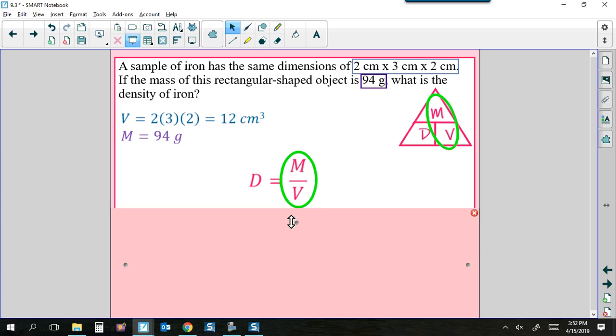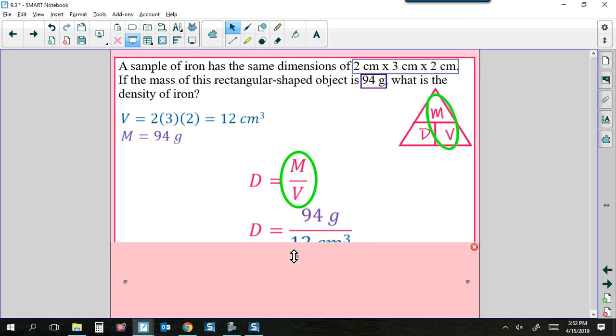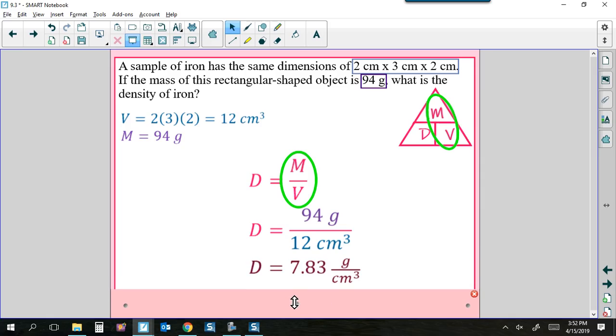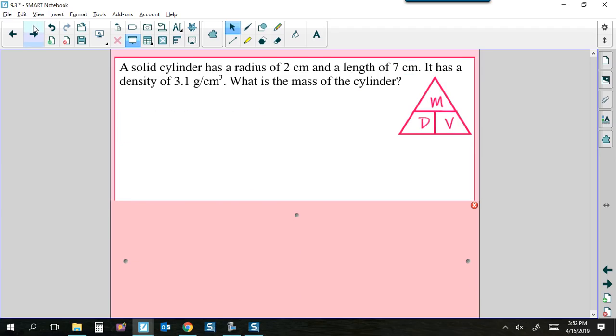So we're going to plug in the mass of 94 and the volume we just calculated of 12. And then from here, you simply divide, and you get 7.83, and you have grams over centimeters cubed, so you would read this as the density is 7.83 grams per centimeter cubed. Easy. All right, moving on.